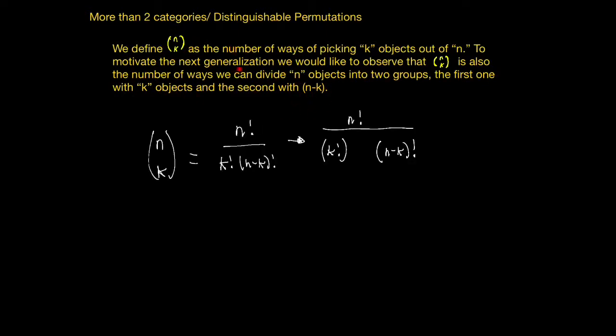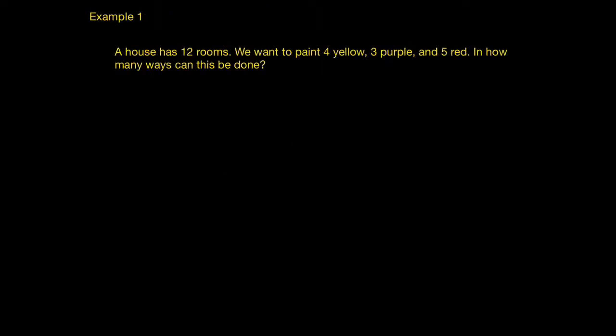And here's what this part is saying. Basically, n choose k is equal to n factorial over k factorial times n minus k factorial. Another way you can think about this is that this numerator is being divided into two groups, k factorial and n minus k factorial. So let's connect this observation with the following example.